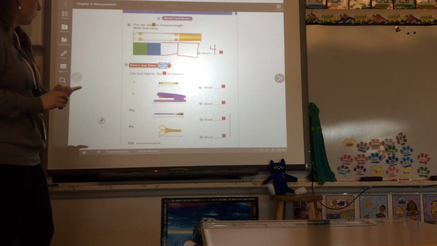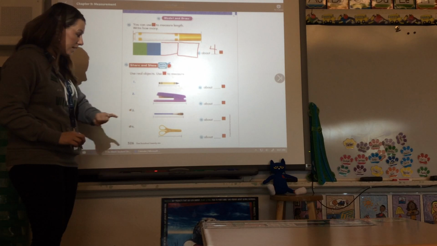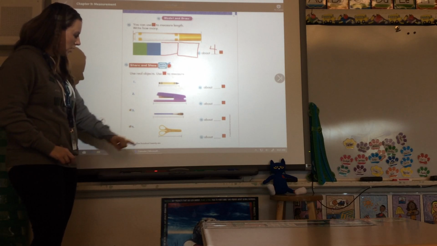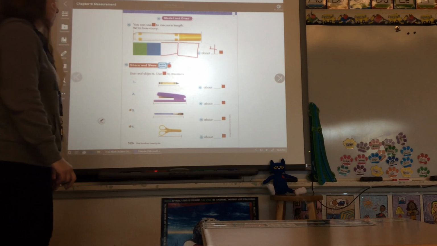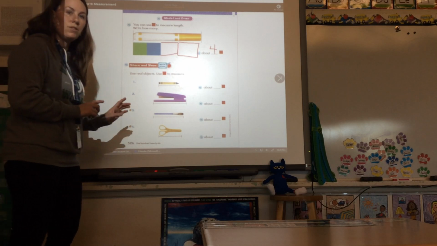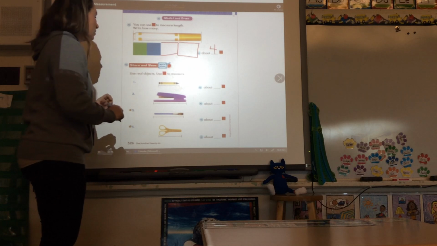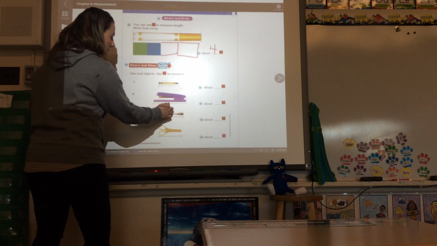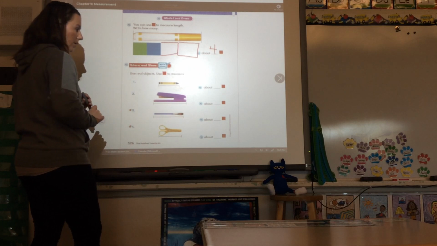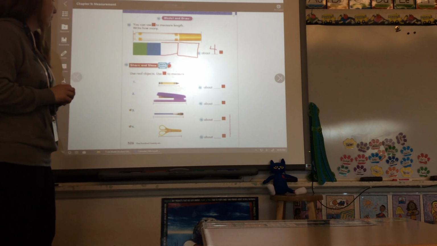Now if I look at the next one, I need to do the same thing for the crayon, the stapler, the paintbrush, and the scissors. So my picture here will look different than your picture there. So I'm going to let you guys use your tiles to measure. Remember to start on the end and measure how far they are, okay? I'm going to let you guys do that one on your own for a minute.